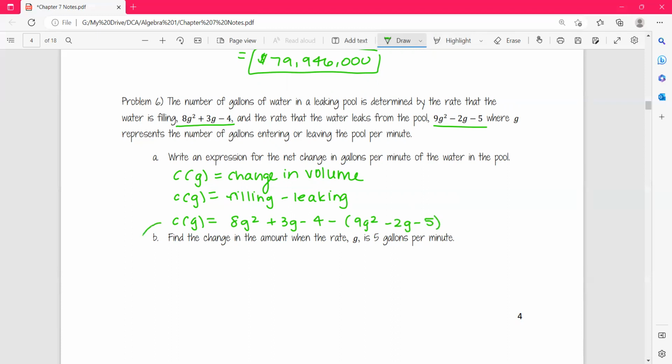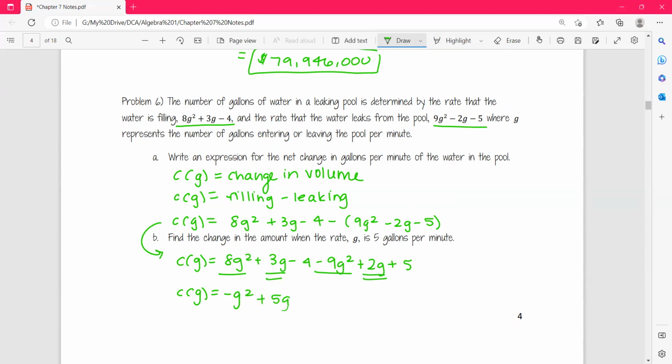Okay, I'm just going to come down here, write this by distributing that negative, the subtraction. Combine like terms. I've got g squared and negative 9g squared gives me negative g squared. 3g plus 2g is 5g. Negative 4 plus 5 is plus 1. There's my equation for the change in the volume.